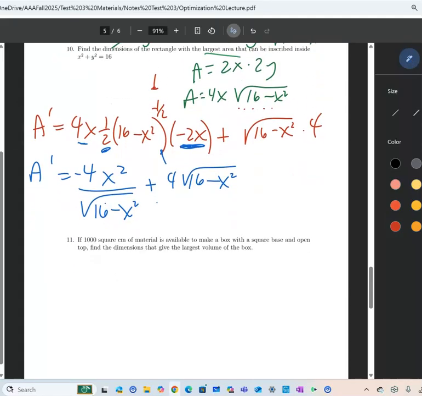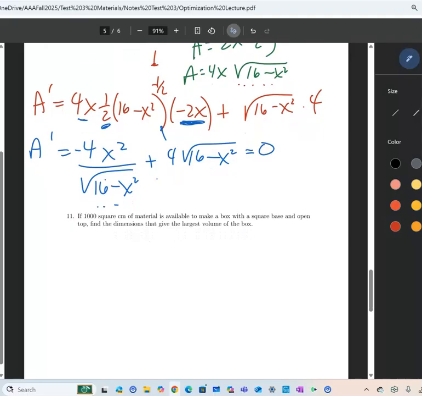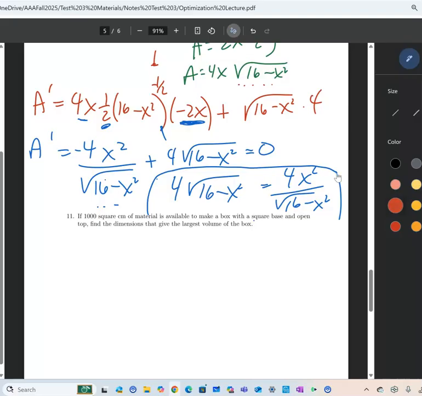Oh, this is very familiar, right? Set it equal to 0. Move this to the other side. Equals 4x squared root 16 minus x squared. Okay, let's see what I've got going on. Let me bracket it off here. That's what I've got, right? I can see the 4's cancel. I can see that if I multiply both sides by the radical, the 2 radicals cancel on this side, and here I get 16 minus x squared.